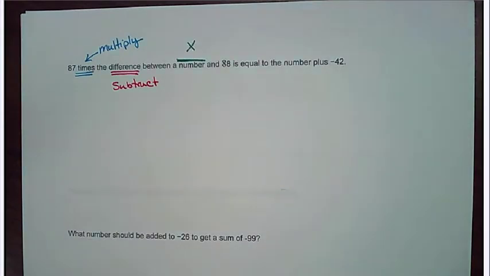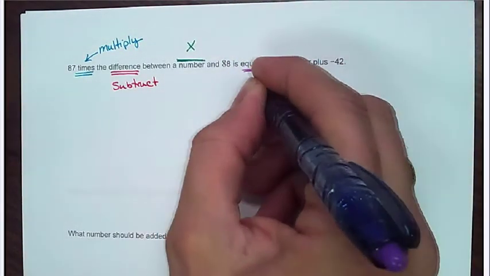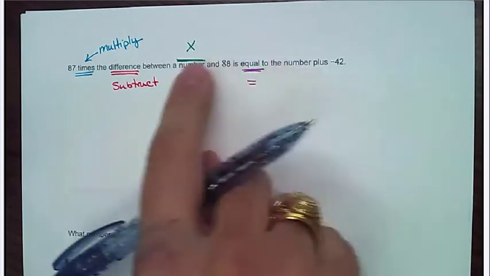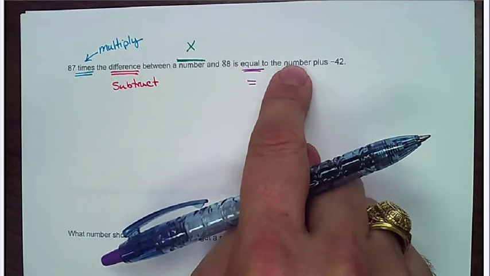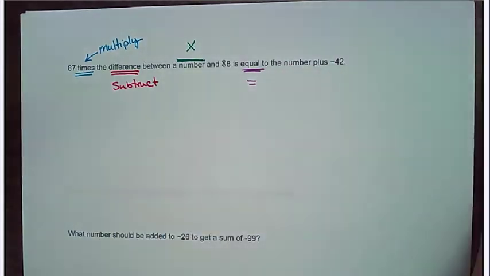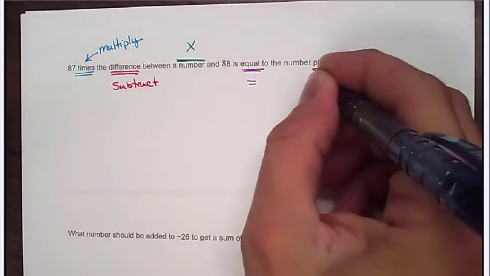And then we have is equal to. Okay, well, that's just an equal sign. The number. Now, we're still dealing with the same number. It doesn't say a different number. It just says the number plus, and then there's our plus. There's another key operator. So let's just make a plus sign.